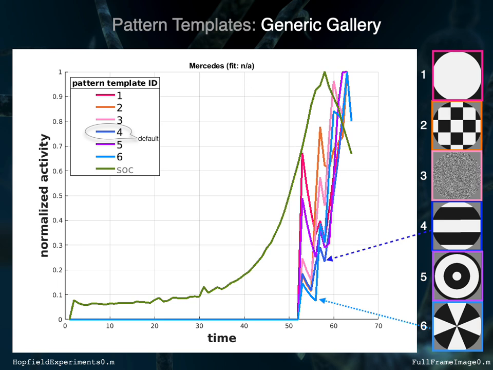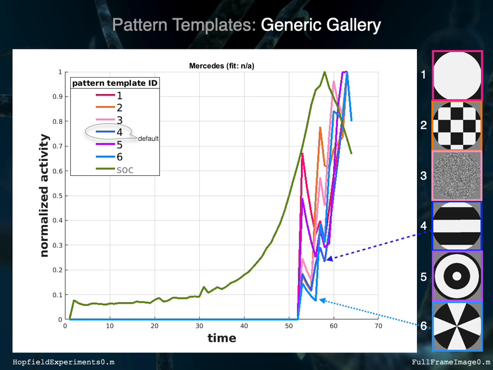So here I tested further examples with a video clip of the car. The template patterns which I tested are shown on the right. The first pattern is just a plain white disk. The second pattern is a disk with a chessboard. The third pattern is a disk with white noise. The fourth pattern is our default pattern, which is a striped disk. The fifth pattern is a circular disk or concentric disk. And the sixth pattern is a starburst grating, if you want. Finally, the SOC is also shown for comparison reasons.